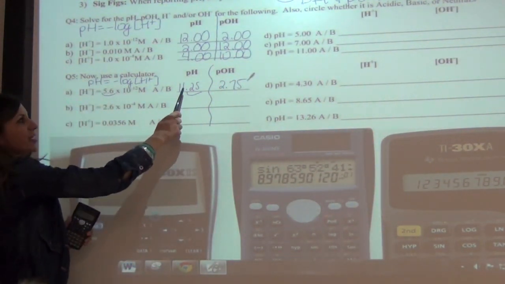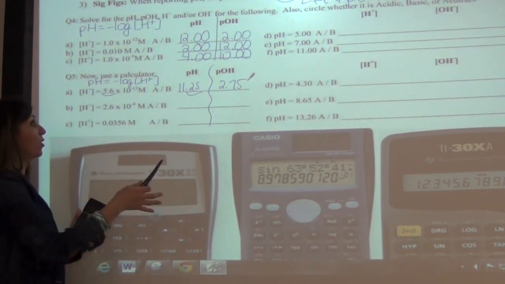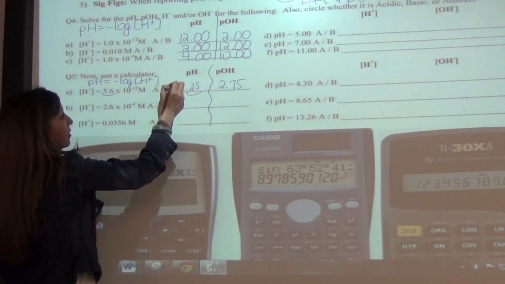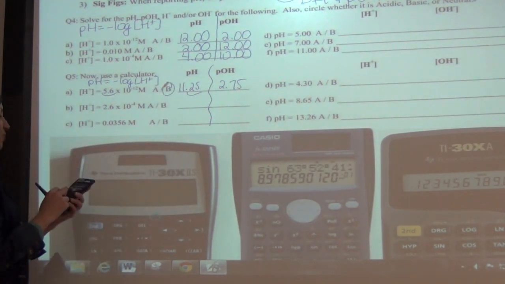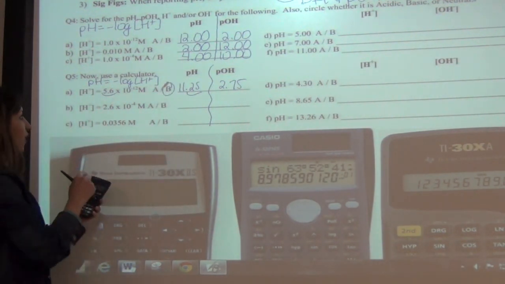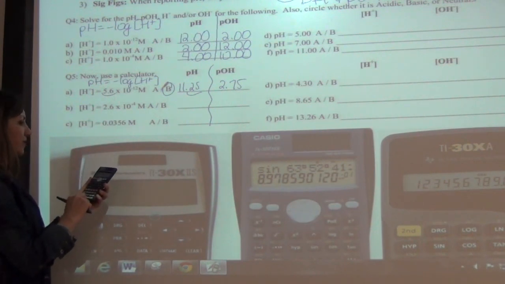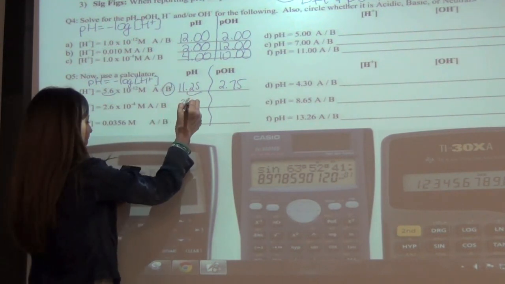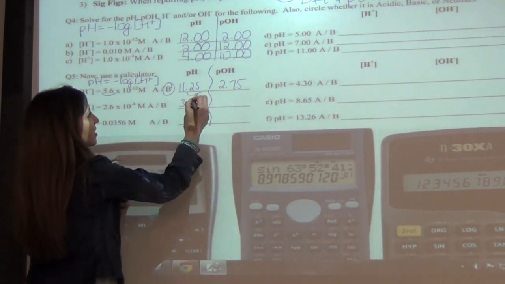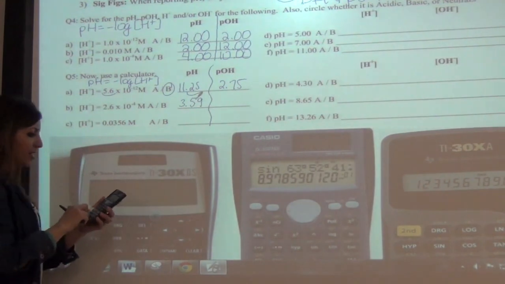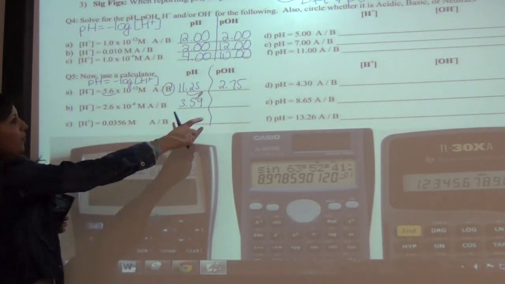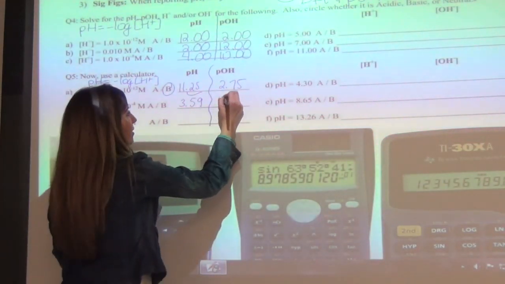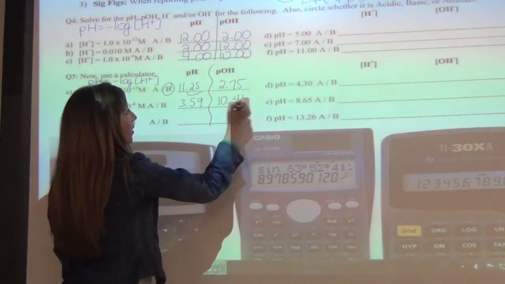Now, you always want to look at the pH to be able to tell whether it's an acid or a base. So in this case here, because my pH is greater than 7, I'm going to call that a base. Let's try the next one. Again, I'm just going to type negative log. I'm going to enter this number in, 2.6 times 10 to the negative 4. And what I get is 3.585, so I'm going to say 3.59. And again, in order to find my pOH, I'm simply going to subtract from 14. So I get 10.41.